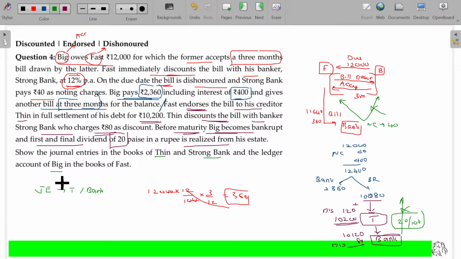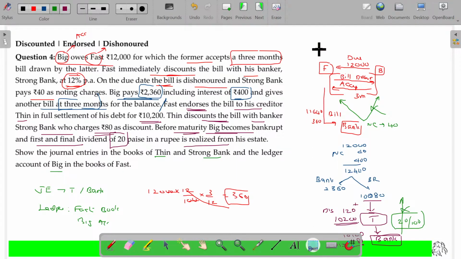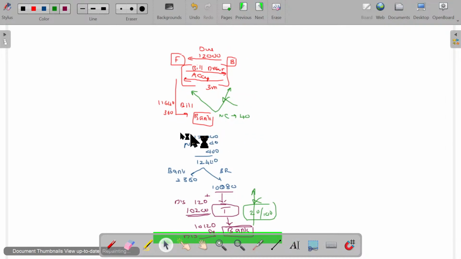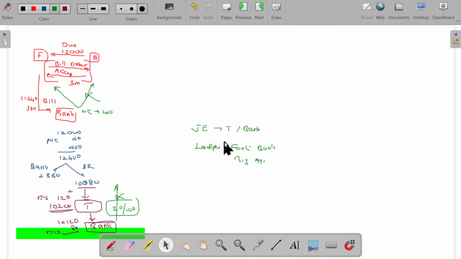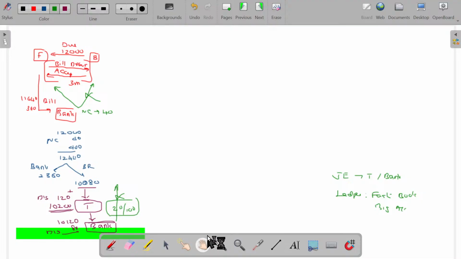Apart from that, the ledger book in the books of Fast, and you have to open the Big account. One of the comprehensive illustrations. See how the question is stated. Now you will be able to understand the challenging question, how it may be expected in your exams. It's one of the challenging illustrations.